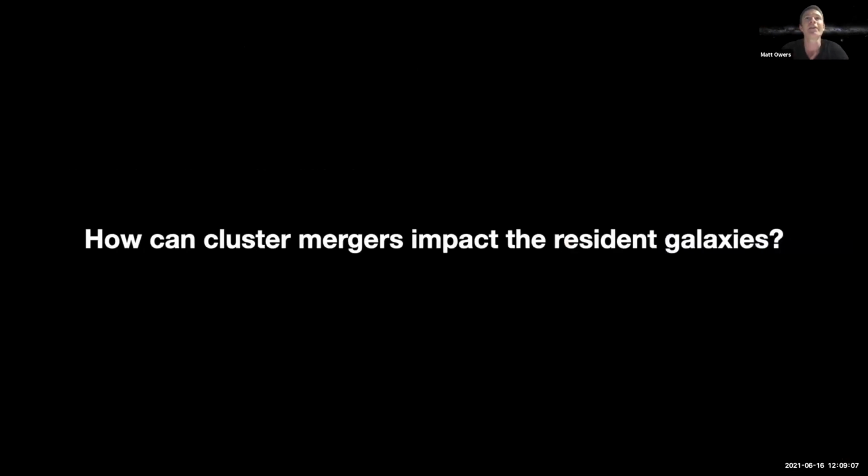So for the rest of the talk, I'm going to go over a few different ways that cluster mergers can impact the unfortunate galaxies that are involved in these cluster mergers. I'll start with just a few simulation results, so idealized simulations that have been used to try and understand the impact of cluster mergers on the resident galaxies. And then I'll go on to talk about what's been done observationally to try and look at whether these cluster mergers in fact enhance star formation or whether they preferentially quench star formation during the merger process.